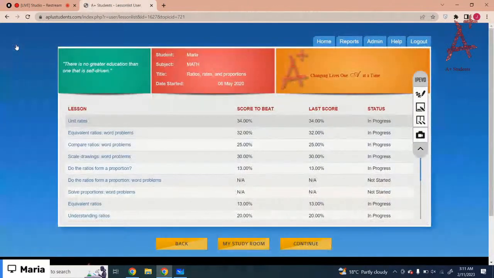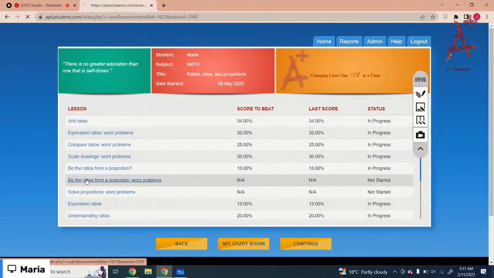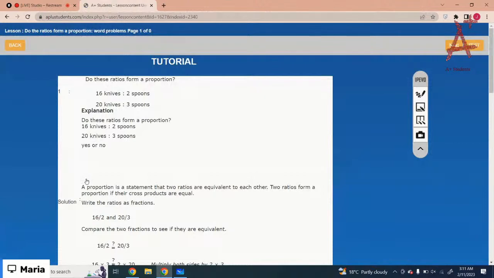Okay, the next one is solve do the ratios form a proportion word problems. So let's just start with the word problems. Let's start with the first example. Do these ratios form a proportion? 16 knives to 2 spoons and 20 knives to 3 spoons. So basically you have to do the same thing.